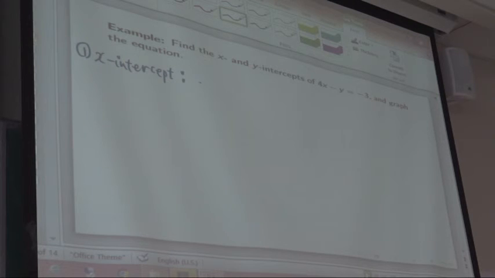The x-intercept is when we let y equal 0. So plug in y is equal to 0, that is 4x minus 0 is equal to negative 3. So we get x is equal to negative 3 over 4. So we have negative 3 over 4 comma 0, and this is the x-intercept.